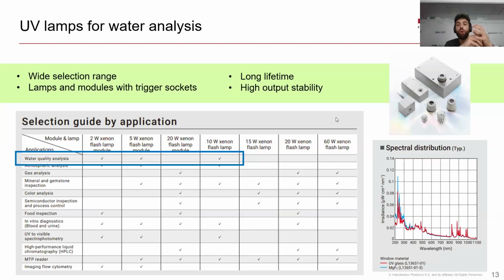These lamps, as I said, are chosen for their broadband emission, but they also offer long lifetime. We're talking about 10 to the power of 9 flashes before the performance starts to degrade, and also high output stability when it comes to light emission and also spatial stability. As you can see from the graph to the right, one of the main characteristics of these lamps is high emission in the UV, and this makes them perfect for the application that we're talking about today, so water quality monitoring.